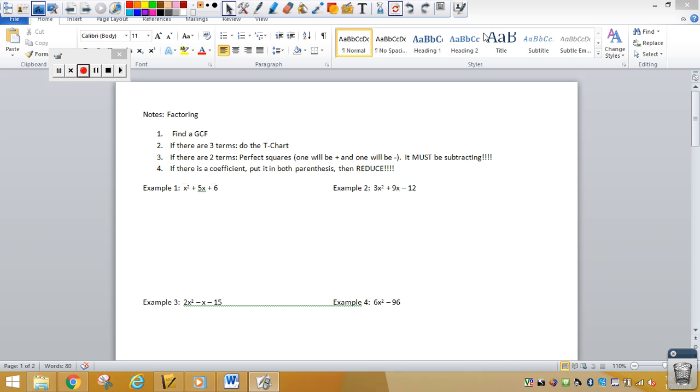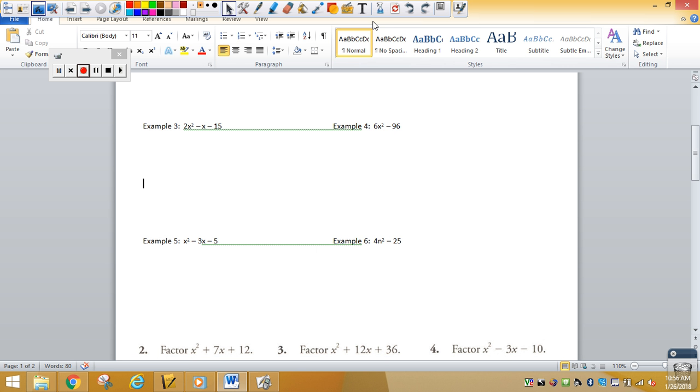Alright, let's do example 3. There's no GCF because nothing will go into 2, and this is a 1 and a 15. So I'm going to go to my T-chart. First times last is negative 30x squared. And your middle term, there's really a 1 there, so it's a negative 1x.